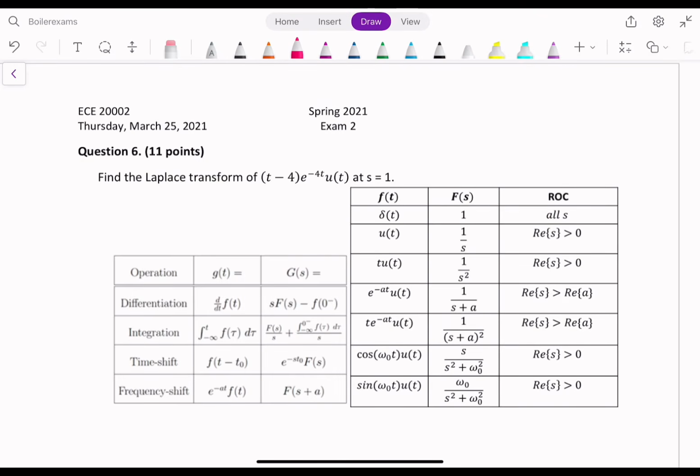Question 6. Find the Laplace transform of t minus 4 times e to the negative 4t of u of t, the unit step function, at s equal to 1. Okay, so what we have here is a Laplace transform, and this is a pure math question. There is no electricity involved. They have given us this function of time, and they want us to perform the Laplace transform on that function of time in order to convert it into the frequency domain, the s domain. And then they want us to evaluate that Laplace transform at s equal to 1.